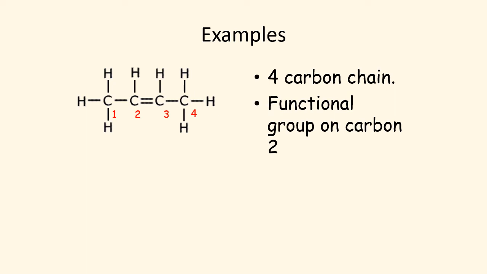The functional group, in this case, it actually doesn't matter which end of the compound we start on. The functional group is always on carbon number 2 for the lowest number. And that makes the name bute for 4 carbons, then a dash, then 2 to tell us that the functional group, the double bond, is on carbon number 2, and then another dash, and we finish with ene to let us know that it is an alkene.